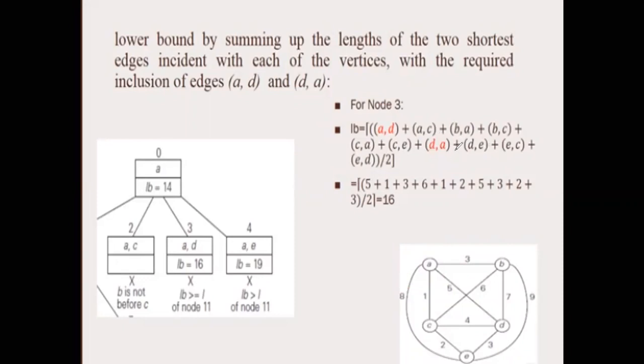From D, if you observe, correct? From D, you have a path from D to A. You have a path from D to B. You have a path from D to C. You have a path from D to E. Correct. So D to A, what is the distance? It is 5. D to B, what is the distance? It is 7. D to C, what is the distance? It is 4. D to E, what is the distance? It is 3. According to our understanding, we should consider 4 and 3.